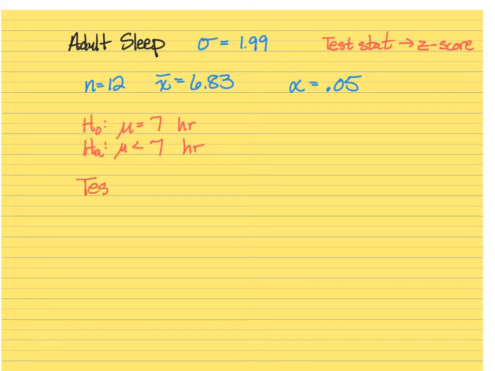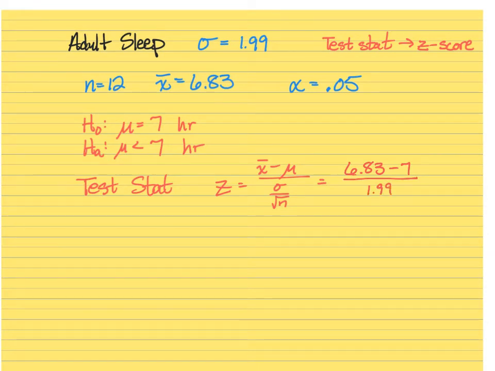Right now we are ready to calculate our test statistic, which, as we mentioned, since we know sigma, is z. The test statistic is our sample mean minus mu over sigma over square root of n. We've seen that z-score before. So in our case, it's 6.83 minus 7 over sigma 1.99 over square root of 12. And so it turns out to be negative 0.30 when I round it to 2 decimal places.